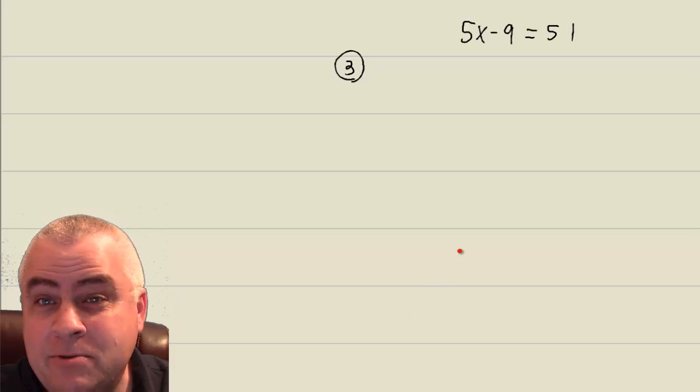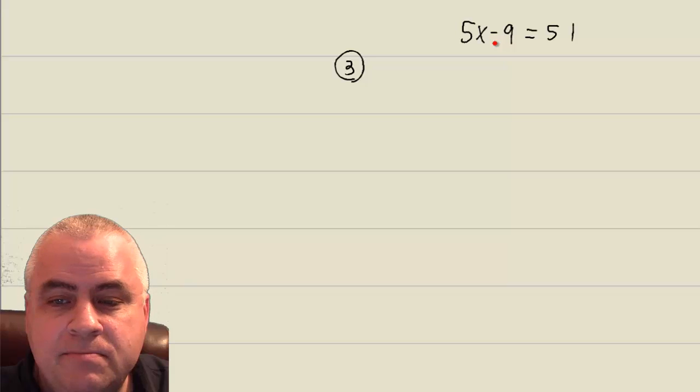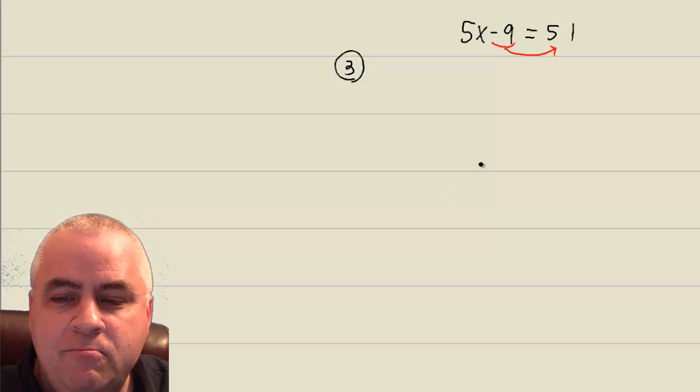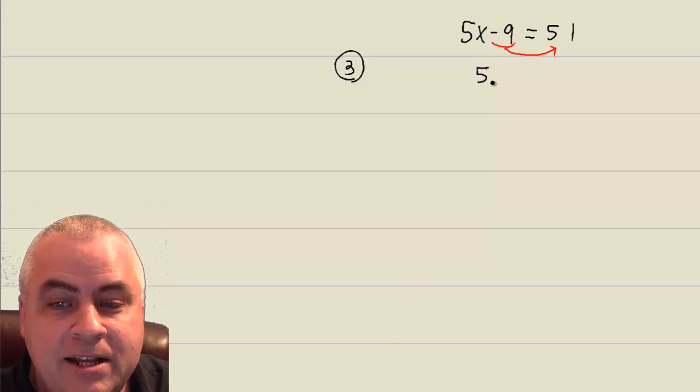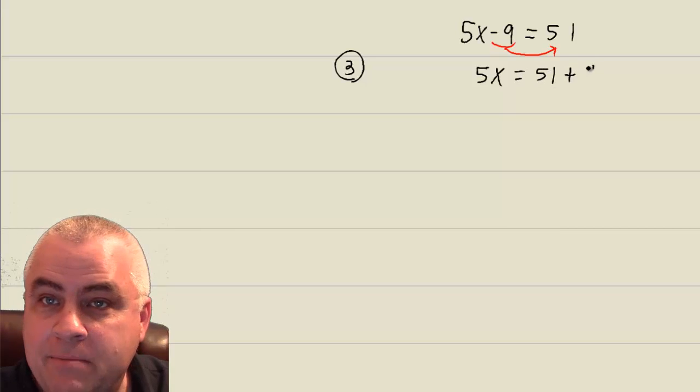When I say everything with an X, we're talking about terms. When we're talking about numbers, we're talking about the constant terms. So I'm going to take this negative 9 and move it to the right side. Now remember, when you move anything across the equals, your sign changes. So the negative 9 becomes a positive 9.